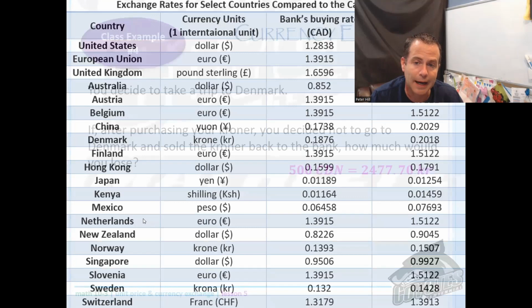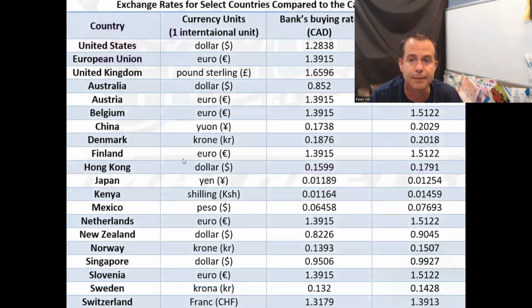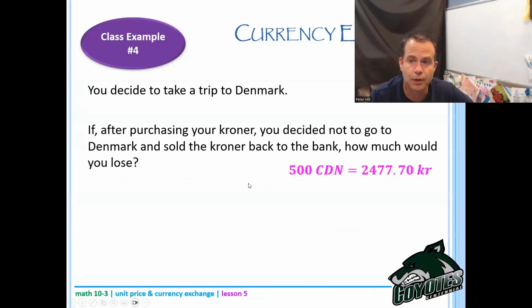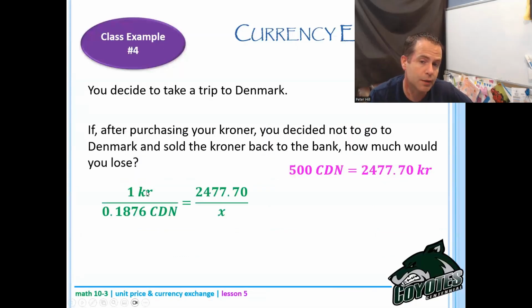So we need to look for the buying back rate. Okay, so now we're going to go back to our table. We're going to look at Denmark, and we're going to look for the buying rate. So now the buying rate is right here. Okay, so now we're looking at 0.1876. So I know how much kroner I have already. I'm going to now use this exchange rate to see if I can put it back into Canadian money, okay? So I've got my exchange rate of 1 krone is 0.1876 Canadian. Now I have 2,477.70 kroner, and I'm going to figure out how much Canadian that is.